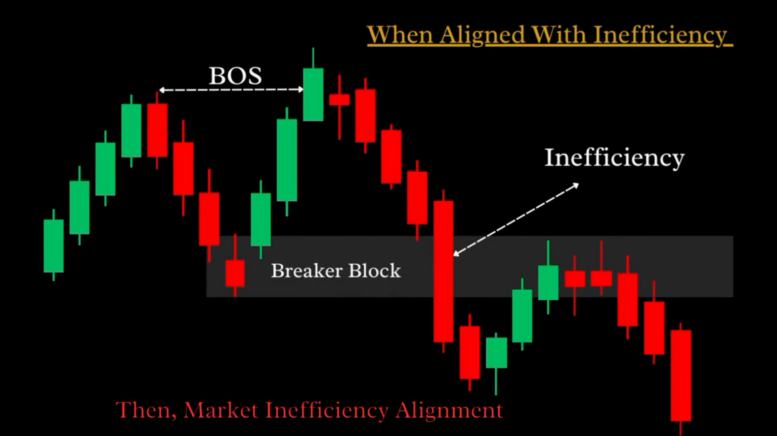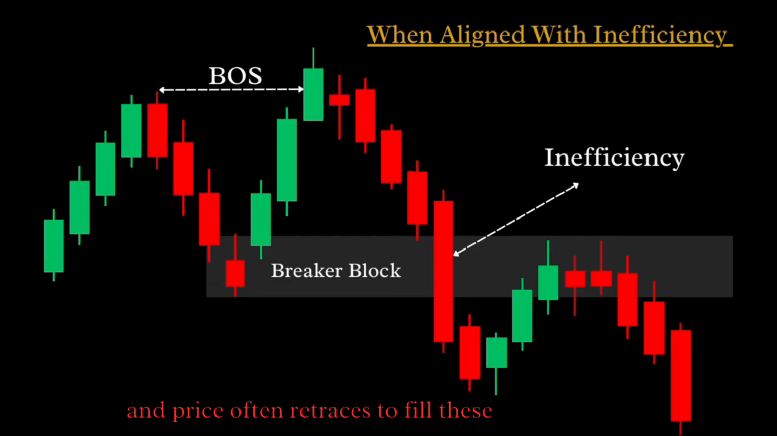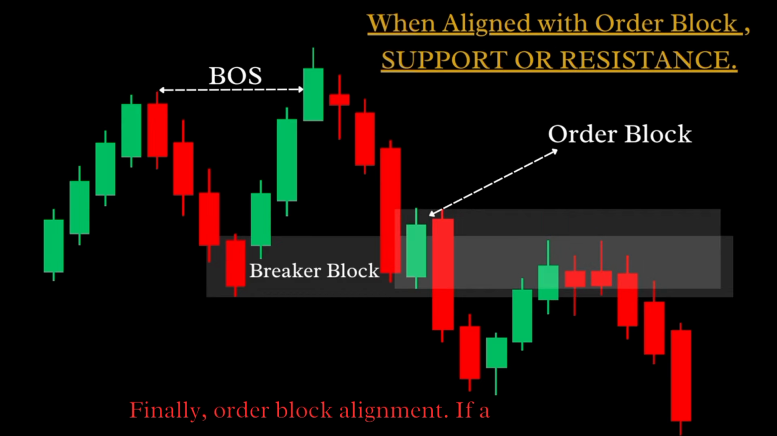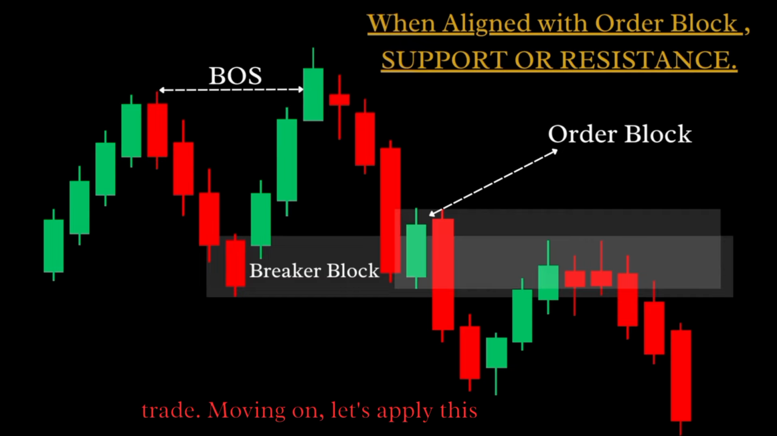Then, market inefficiency alignment. When a breaker block aligns with market inefficiency, such as price imbalances or fair value gaps, it becomes a stronger setup, and price often retraces to fill these inefficiencies, creating a high probability opportunity to trade the breaker block. Finally, order block alignment. If a breaker block aligns with a valid order block, the setup becomes even more robust. Since order blocks represent areas of trading activity, this alignment increases the likelihood of a successful trade.